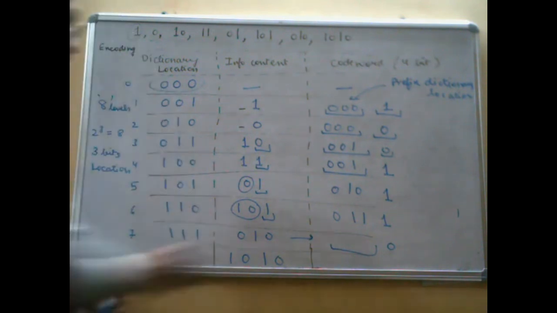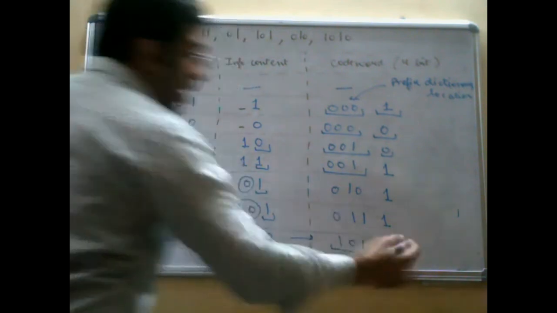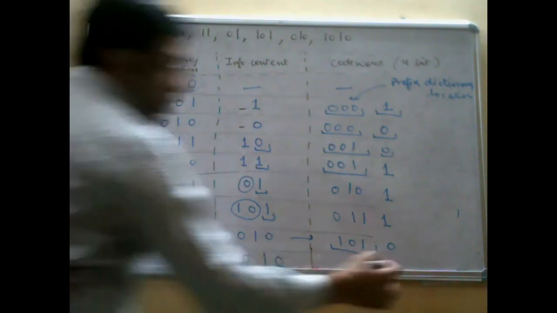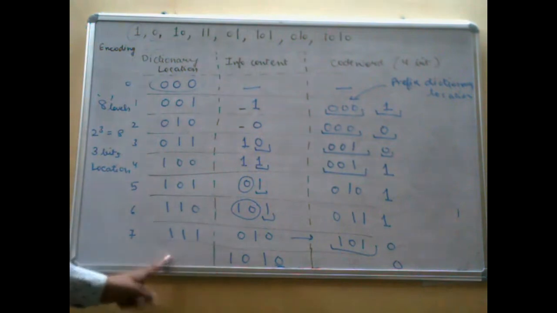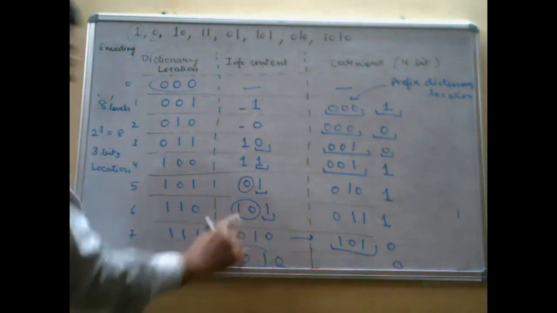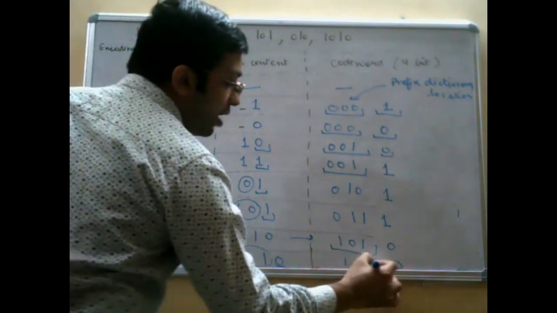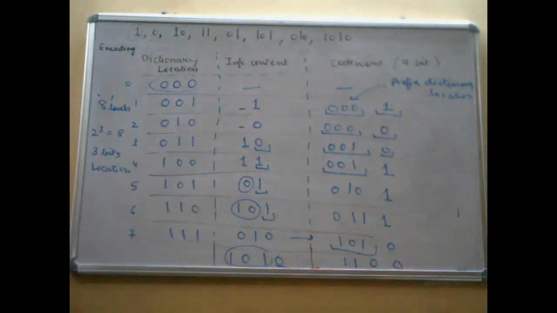Yes. For 01, what is the dictionary location? 101. It will be 101 and 0 at the last. Okay. The last one, 0 at the bottom. This will go outside the table. It will not have any dictionary location, but it will be done. Now for 101, we have a dictionary location 110. Write it over here, 110. So for the last one, 1100.